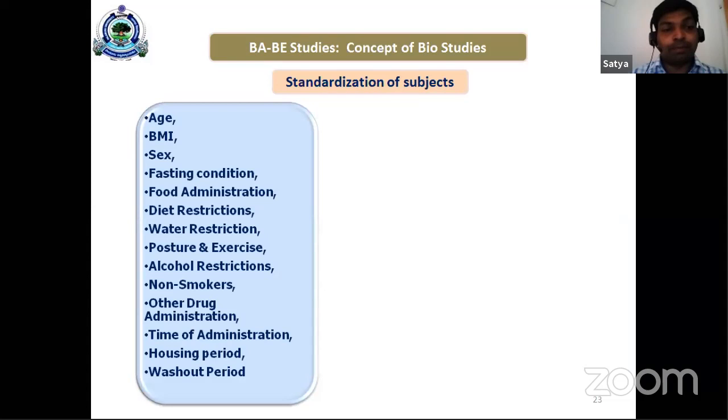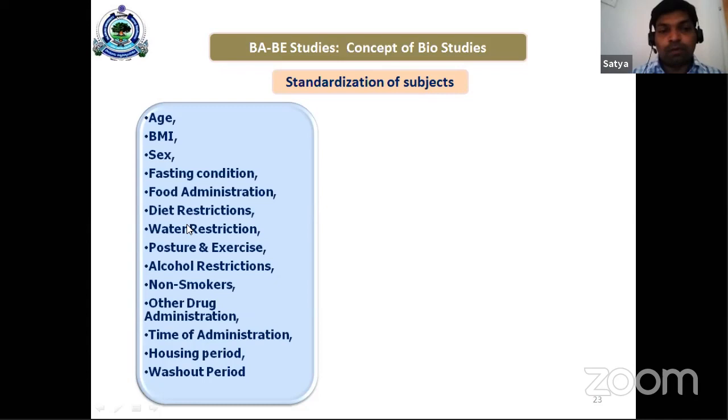Then fasting condition. As I mentioned, fasting is typically maintained for 10 hours prior to drug administration. This is mainly to get discrimination of your product and to reduce the variability of the drug. Then food administration. Which kind of food you administer to the trial participants is also mandatory, and you have to standardize which kind of food and at what time. After drug administration, you should not give food for 4 to 5 hours. Then after 2 to 3 hours, whatever the mealtime is, you can follow. Then diet restrictions, you have to define the timelines in the protocol. Water restriction, definitely 1 hour prior to drug administration and 1 hour post drug administration.